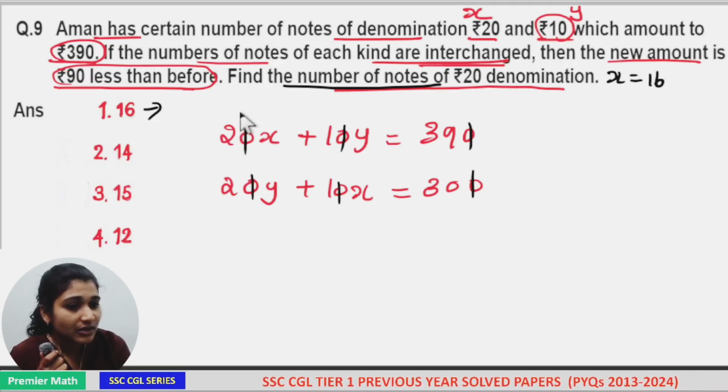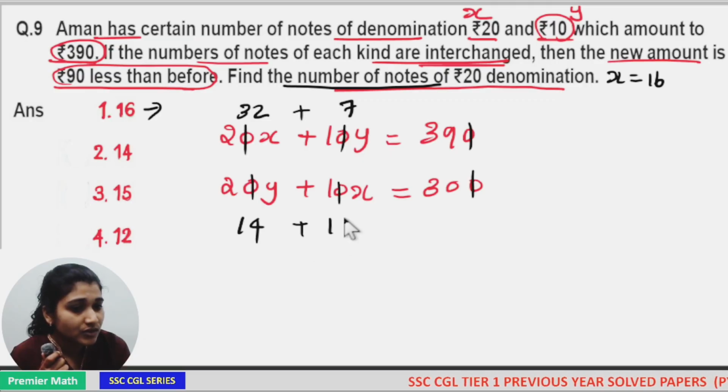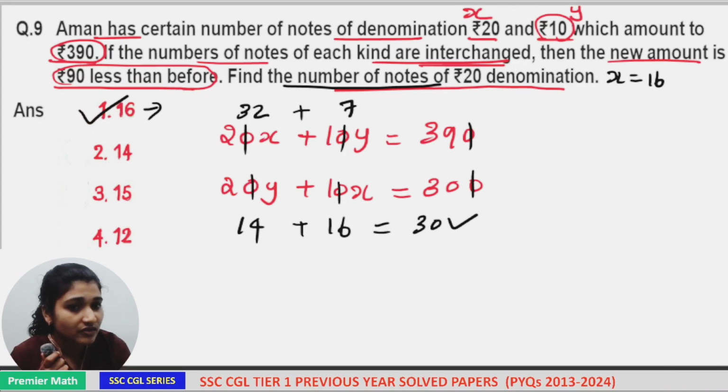So 2x becomes 32. Then 39 minus 32 is 7. So y becomes 7. Let's check with equation 2. 2y becomes 7 into 2, 14. x is equal to 16. 14 plus 16 is 30, which is correct, which means option 1 is our answer.